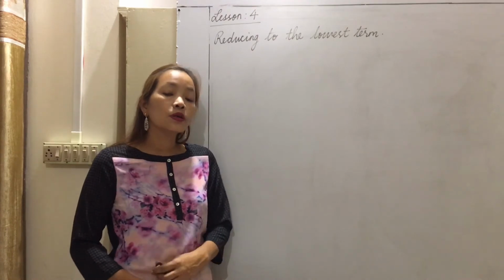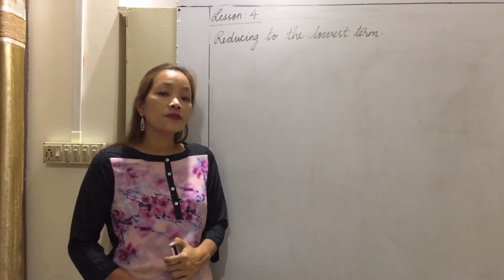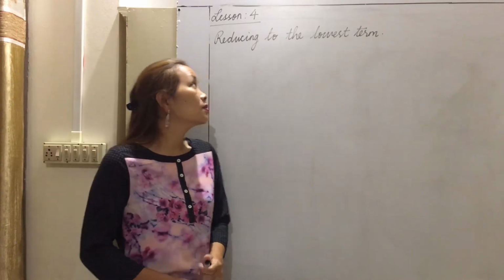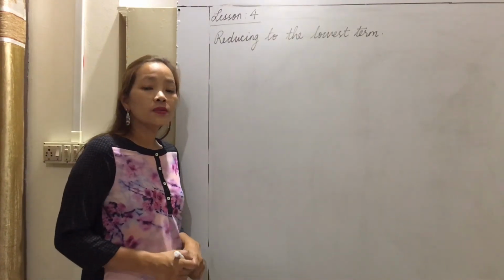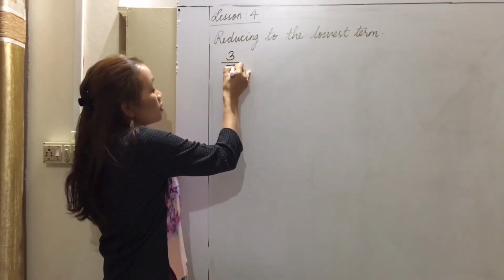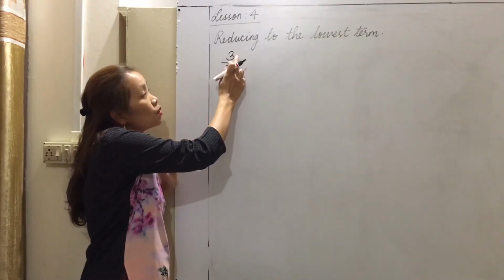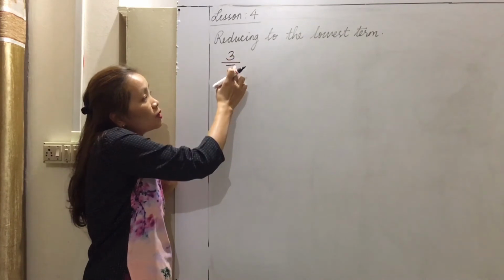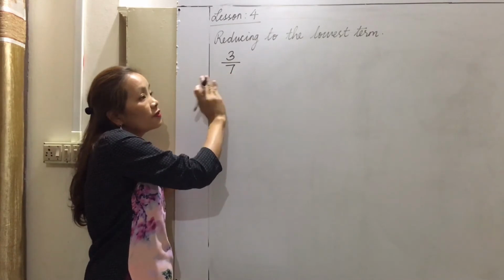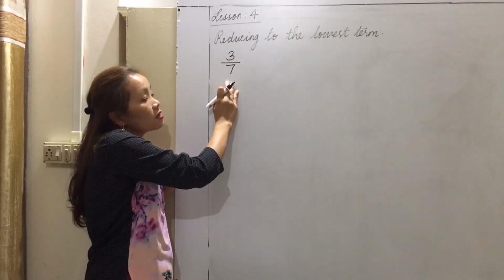Today we will be learning only one topic, that is reducing or converting fractions into their lowest term, or smallest term, right? When we say the smallest term of a fraction, that means, for example, 3 by 7 is in its lowest term because there is no common factor for both the numerator and denominator. When numerator and denominator do not have any common factor at all, that means that fraction is in its lowest term, right?